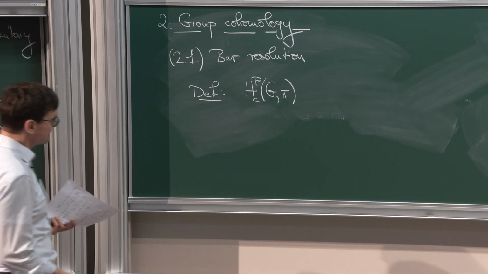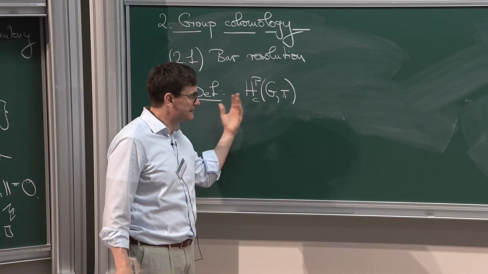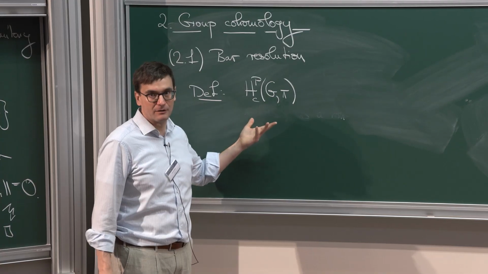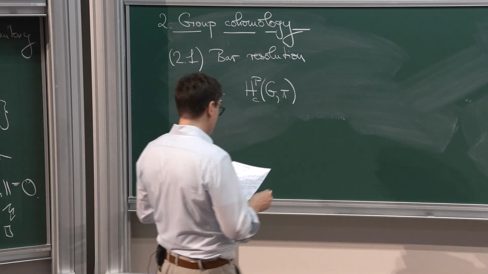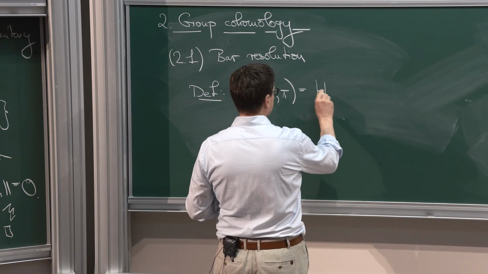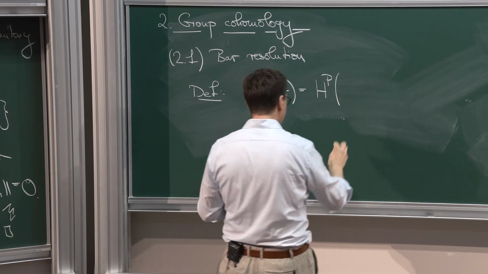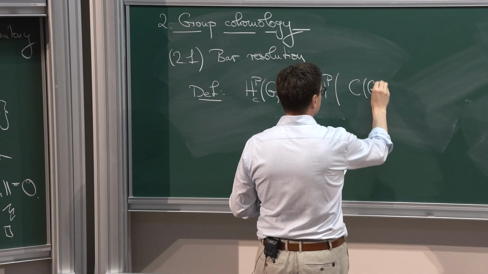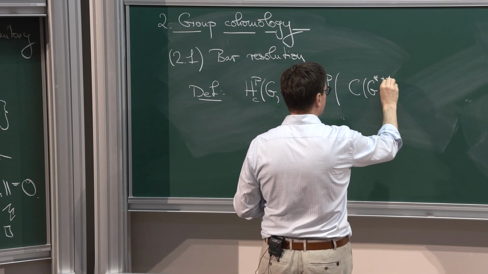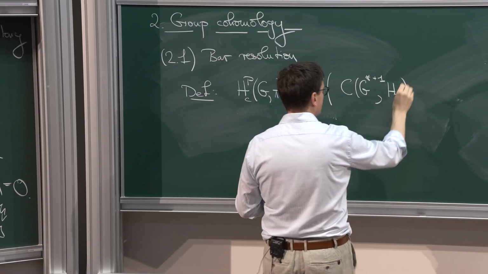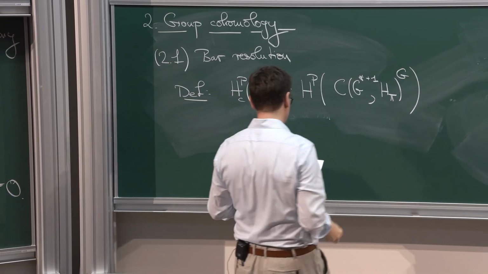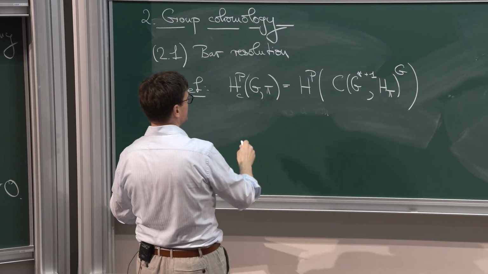It's sometimes indicated by a C that this is continuous cohomology. It takes the group topology into account. And it's defined as the cohomology of a complex, and the complex is called the bar resolution. So what is the bar resolution?